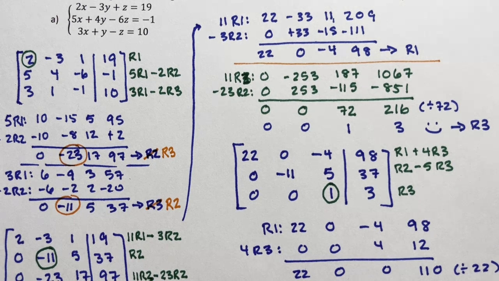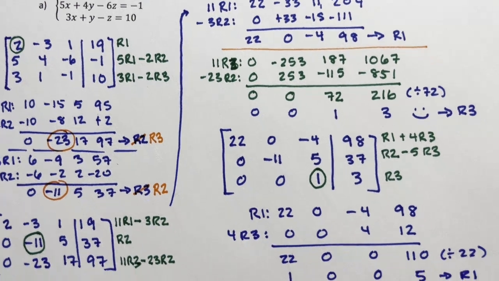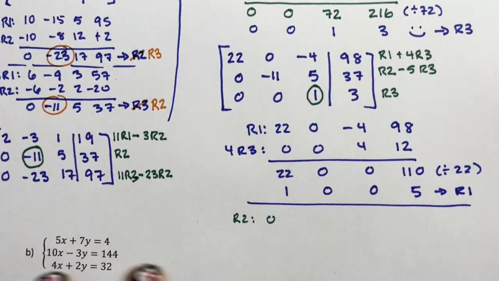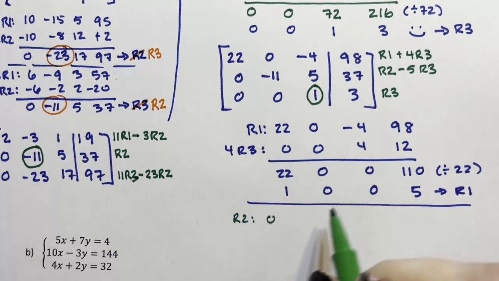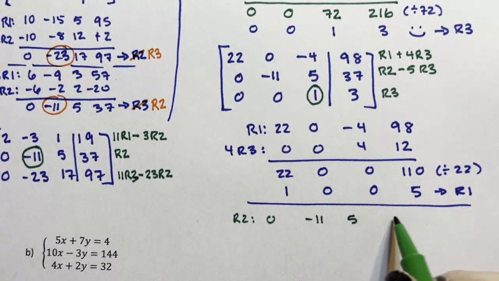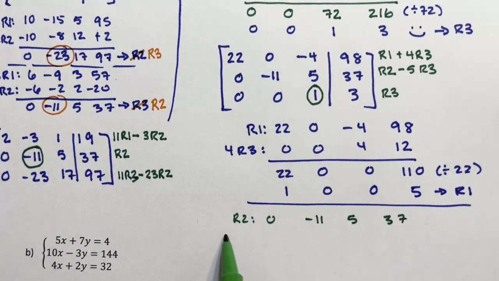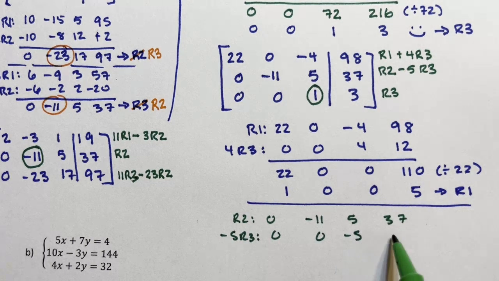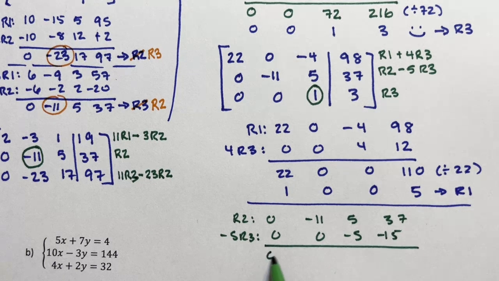For row 2, we have 0. Don't worry about this problem, it's a much smaller one. Negative 11, 5, 37, and negative 5 times row 3, which is 0, 0, negative 5, negative 15, giving 0, negative 11, 0, 22, which we can divide by negative 11: 0, 1, 0, negative 2.